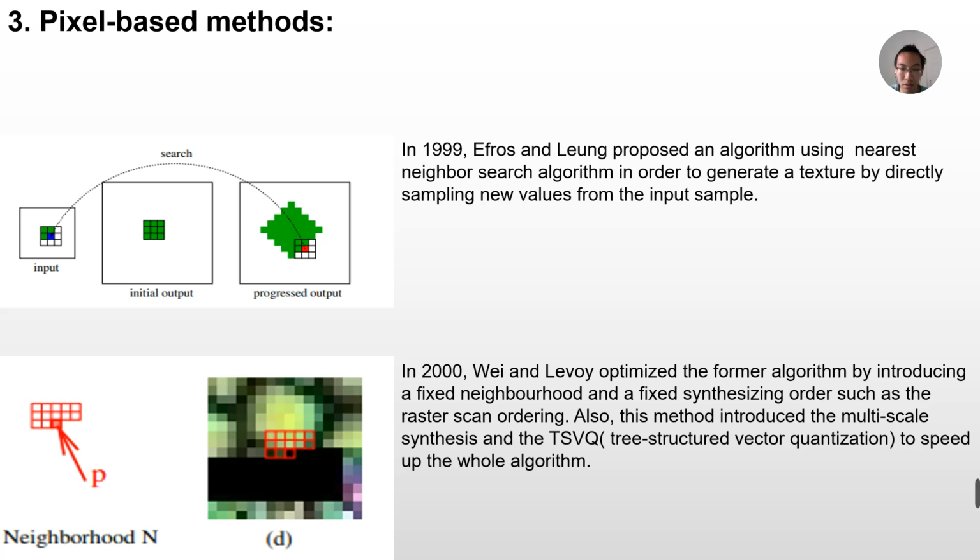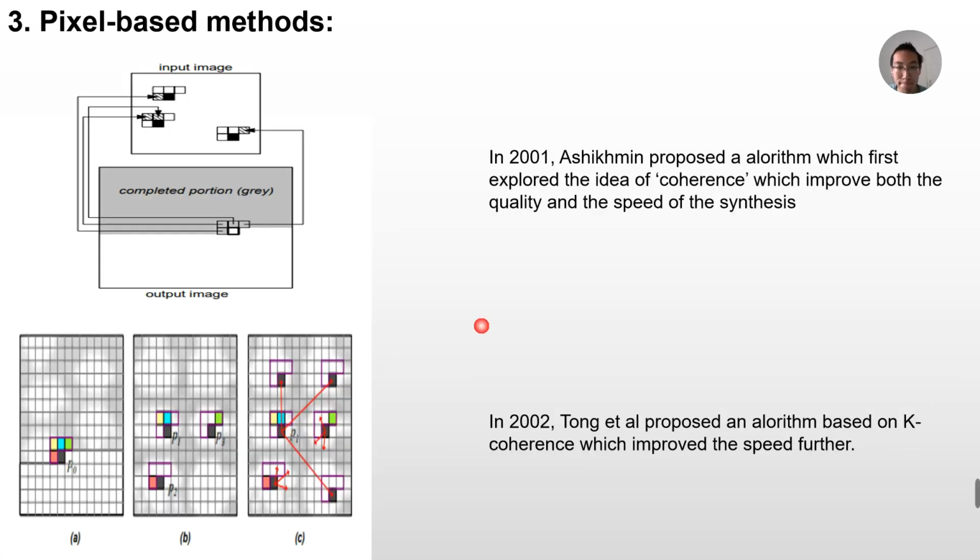To solve this problem, in 2000, Wei and Levoy optimized the former algorithm by introducing a fixed neighborhood and a fixed synthesizing order, such as the raster scan ordering. Also, this method introduced the multi-scale synthesis and the tree-structured vector quantization, known as TSVQ, to speed up the whole algorithm. The key idea of the multi-scale synthesis is to represent large-scale features by a relatively small number of pixels. The key idea of TSVQ is to build a tree-like data structure, and we use the tree to search until we reach the leaf node. And the path that we go through is the neighborhood that we want.